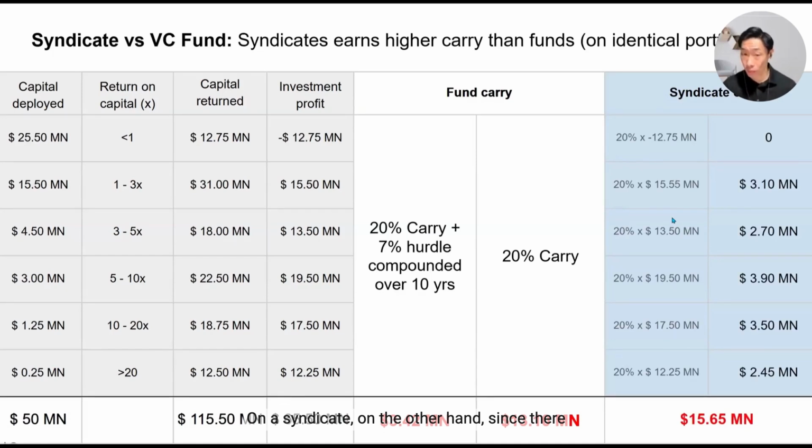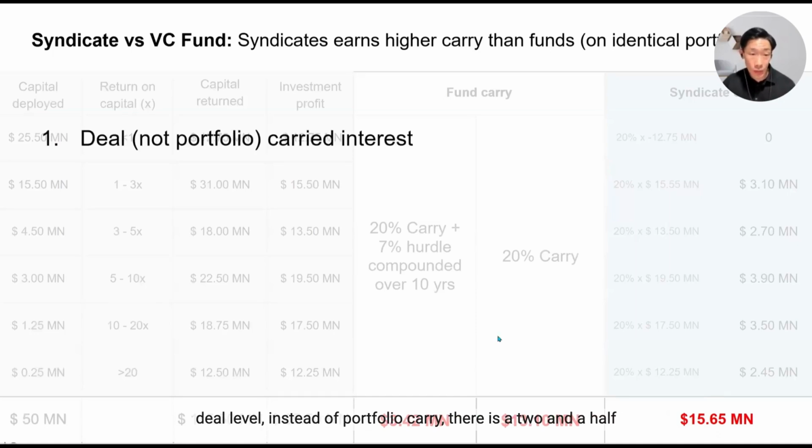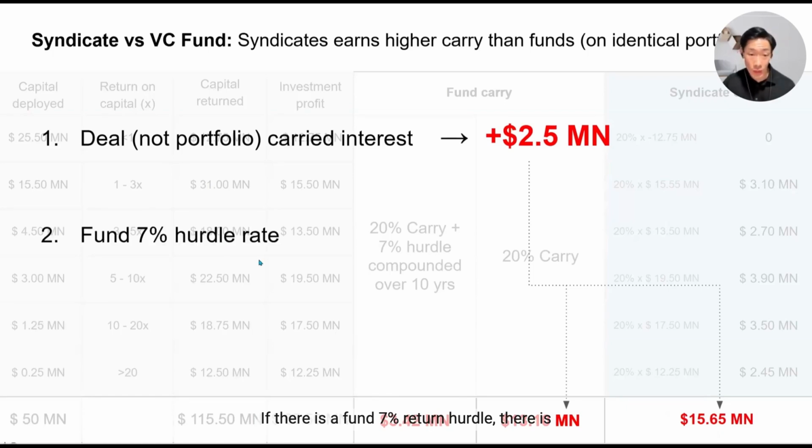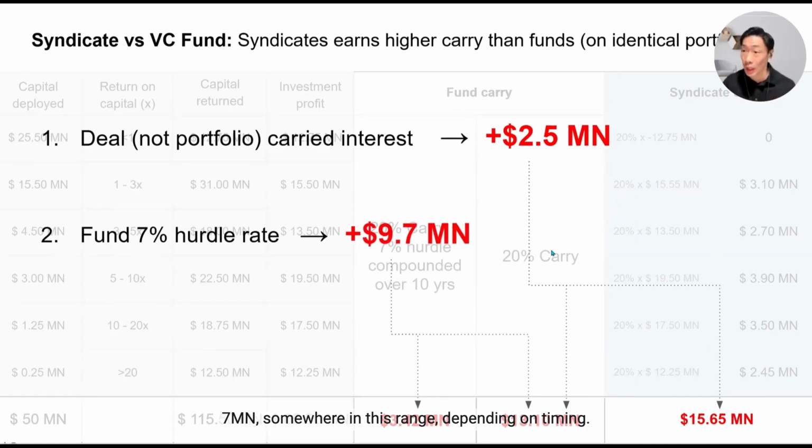On a syndicate, on the other hand, since there is deal level carry, any portfolio that returns less than 1x, this first row, we carry a 0 here, right? There isn't a negative on the balance sheet that carries through. All the other deals that we do that return above 1x, you get 20% off the top. So in this case, the syndicate would clear $15.6 million in carried interest, assuming identical portfolio, which means to say, because of deal level instead of portfolio carry, there is a $2.5 million carried interest advantage for the syndicate lead. If there is a fund 7% return hurdle, there's going to be another delta of plus minus 9.7 million, somewhere in this range, depending on timing.